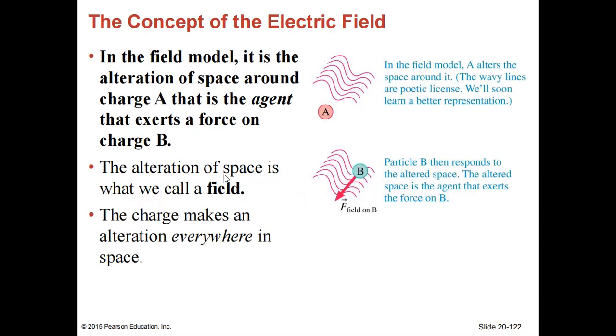The alteration of space is what we call a field. The charge makes an alteration everywhere in space. So actually we are discussing the field model, in which the charge alters the space around it. The wavy lines are poetic license. We will soon learn a better representation of that.